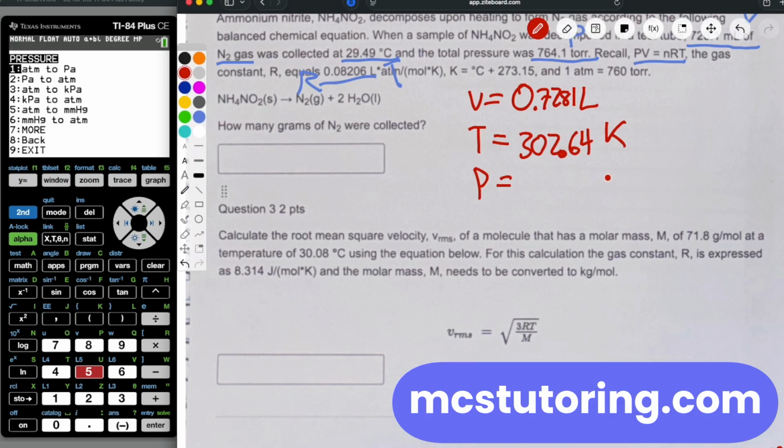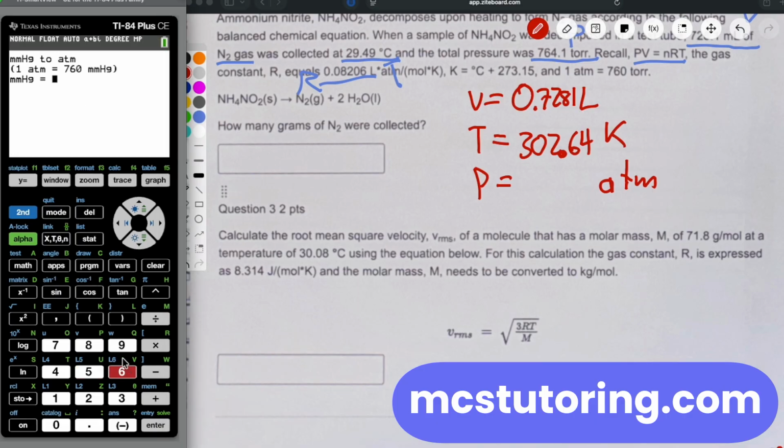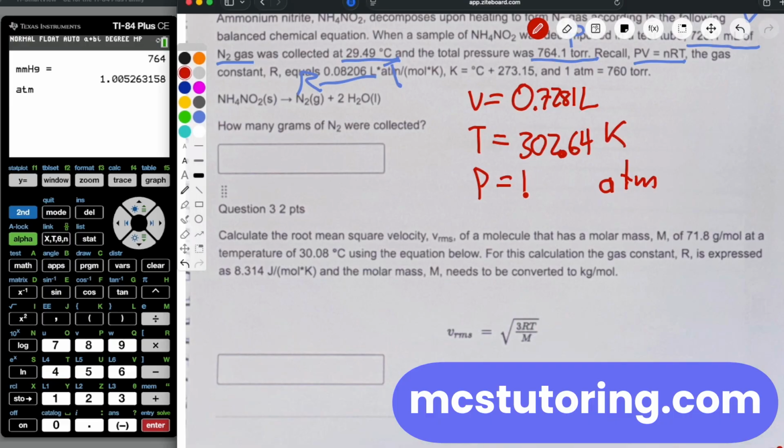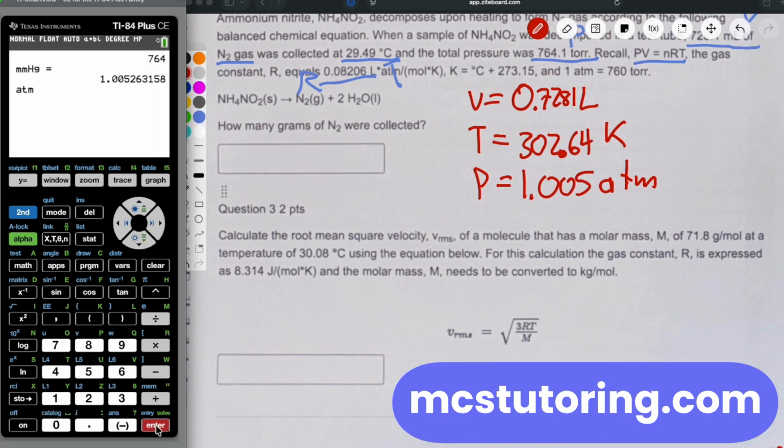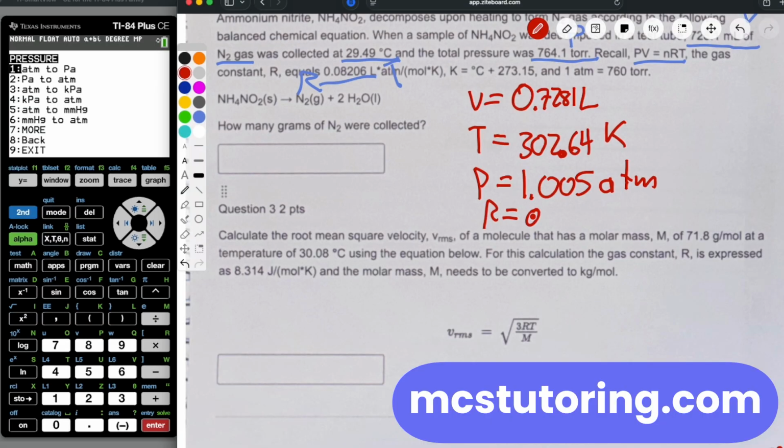So we're going to go pressure is in ATM. Oops. I think it's an ATM, right? So we're going to go millimeters of mercury to ATM, option 6. We've got 764. So it looks like it's 1.005 ATM. Okay. And I know I'm breaking all kinds of rules with significant figures. Please forgive me. And then we have the R. The R we already know is 0.08206. It's kind of given. So I'm just going to go like that.